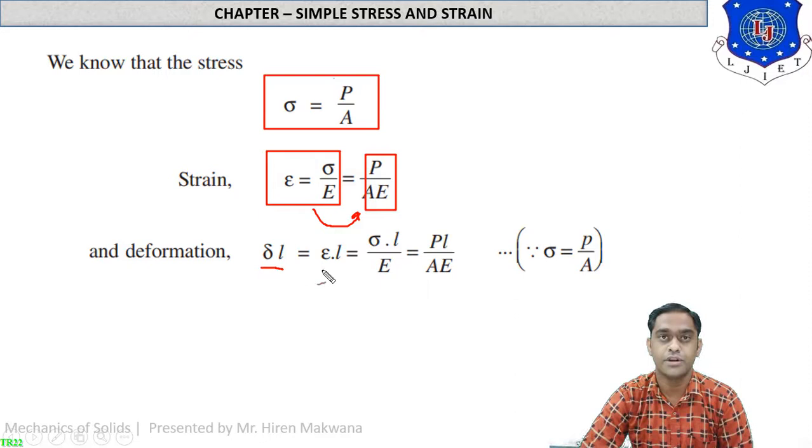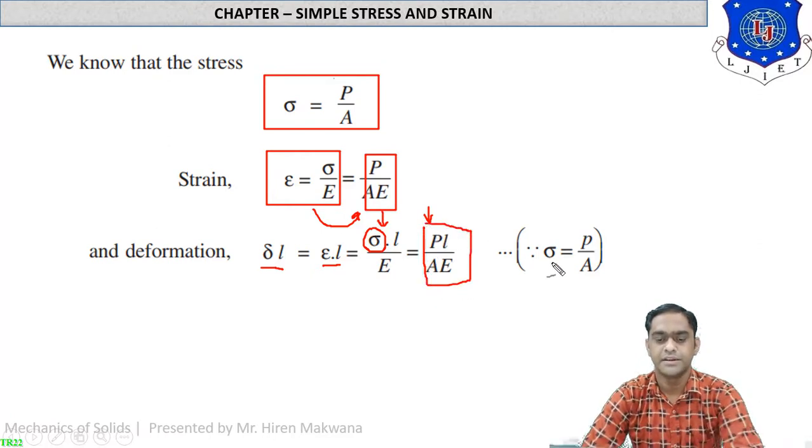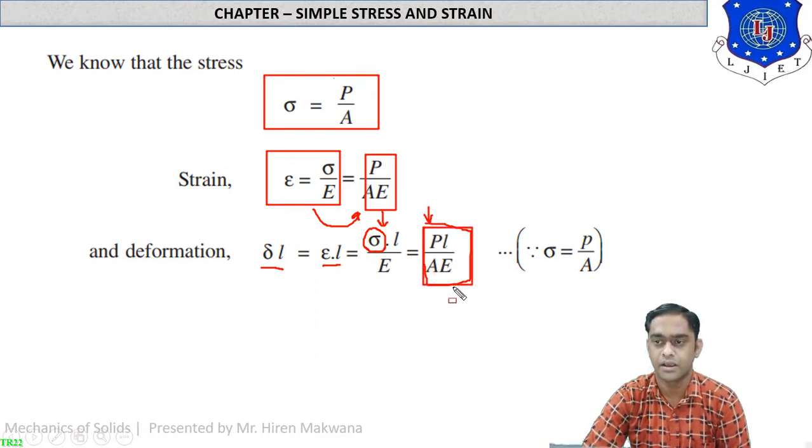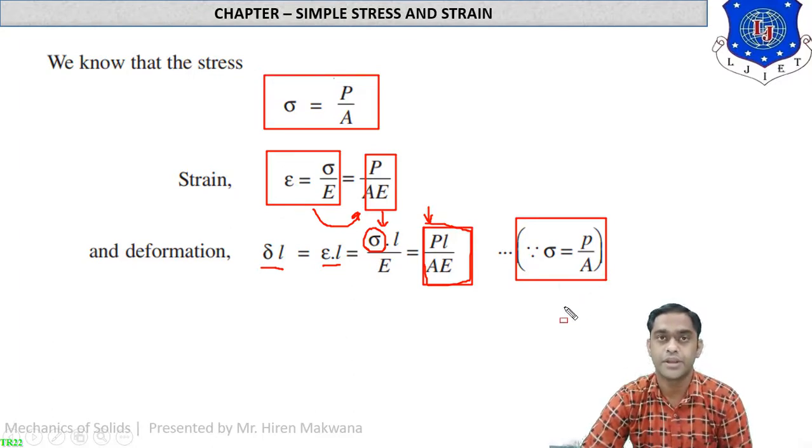And what is the formula for delta L? It is equal to epsilon into L. Replace this value of epsilon over here. It means sigma L by E. And sigma is again P by A over here. So it will be PL by AE. So finally delta L is equal to PL by AE. This is our formula, as sigma is equal to P by A. So finally this will give the deformation of a body subjected to tensile stress.